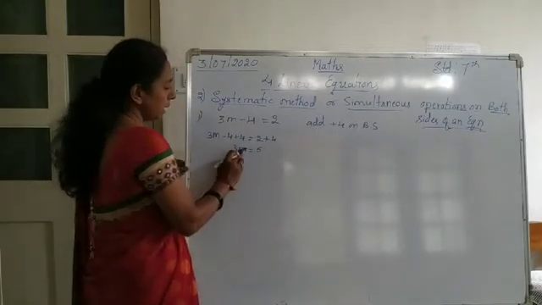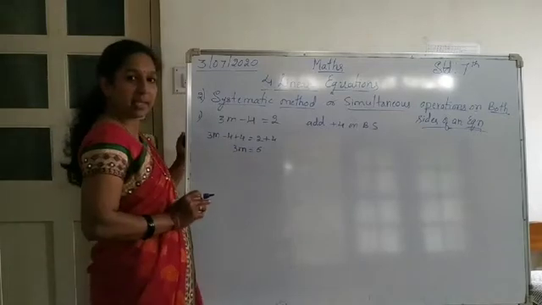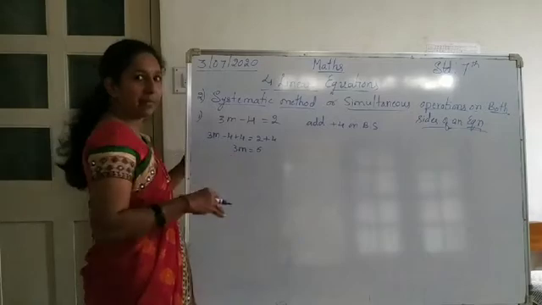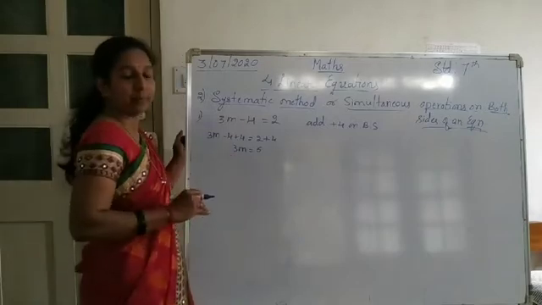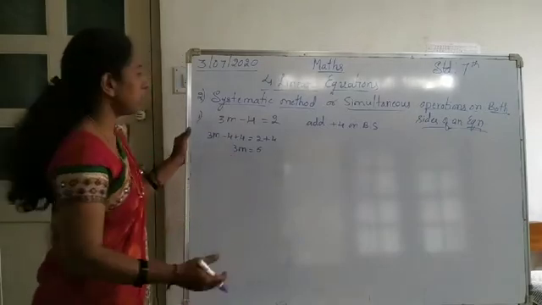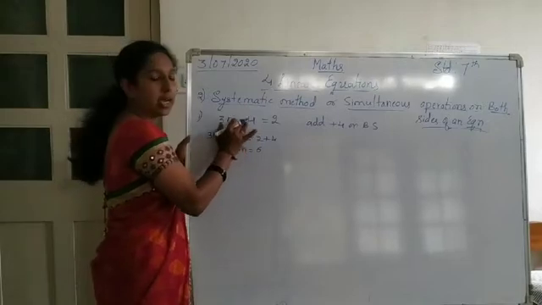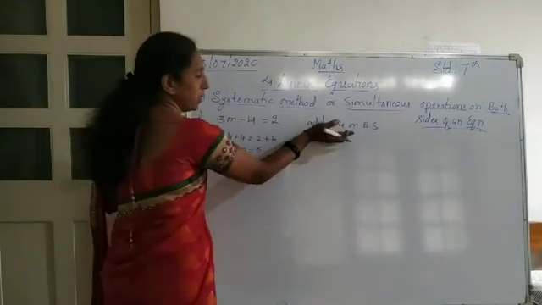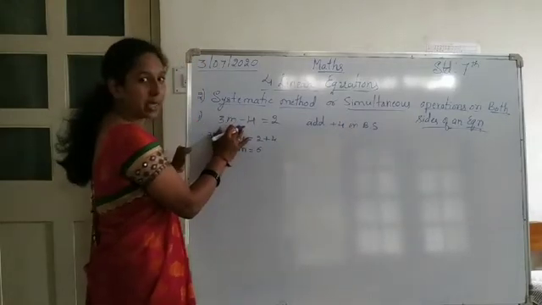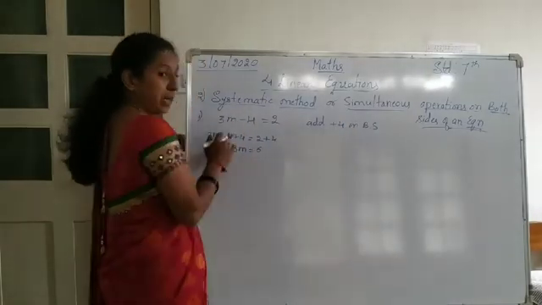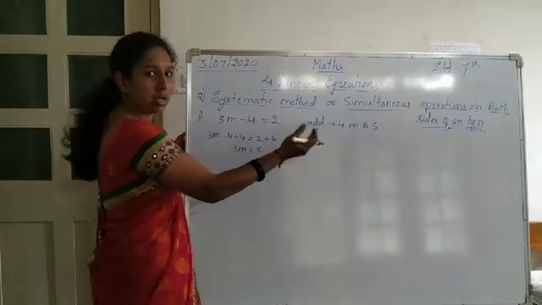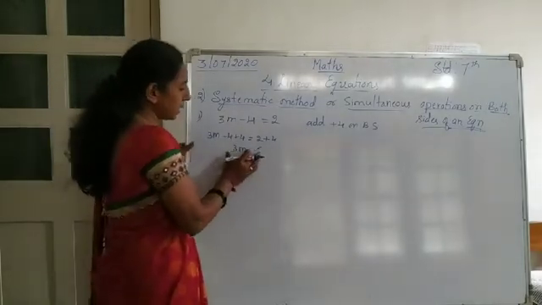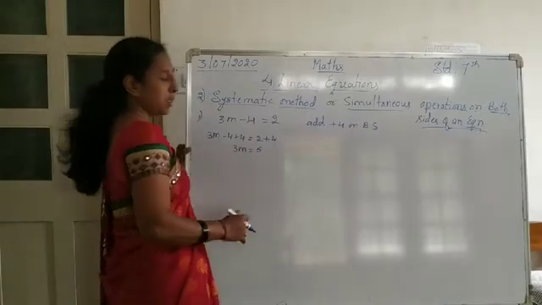Now, between 3 and m there is a multiplication sign. To remove that, what do I have to do? I have to divide by 3. To remove a minus, I did addition. If it is a plus, I will do minus. If it is multiplication, I have to divide. If it is division, I have to multiply. We have to remember these. So for this equation, I will divide by 3.